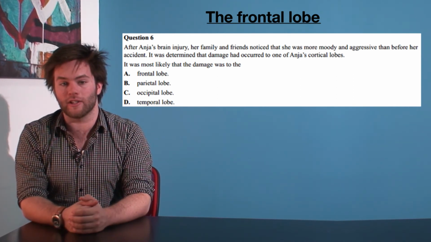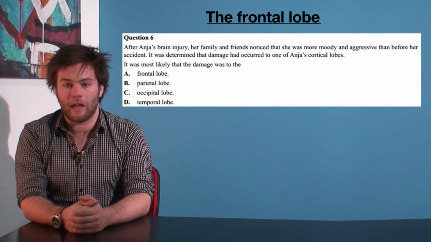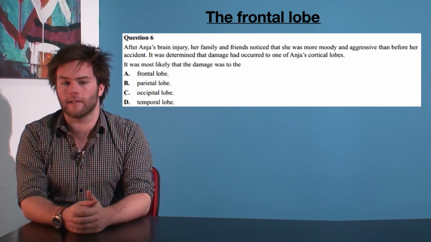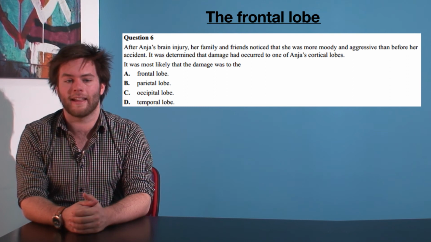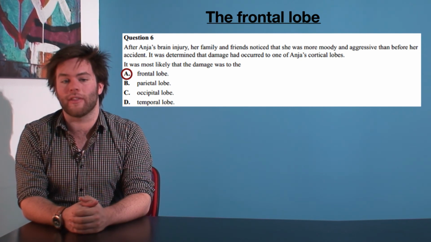Even without any knowledge of the other three lobes, we should be able to make a pretty good guess at this one. Remember that we said at the beginning of the video that the frontal lobe is largely responsible for, amongst other things, personality and decision-making. That seems like a pretty good indication that the answer will be A, the frontal lobe. We'll move on to the other three lobes of the brain in the next few videos.